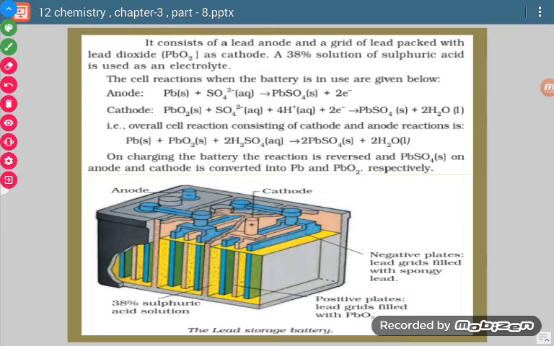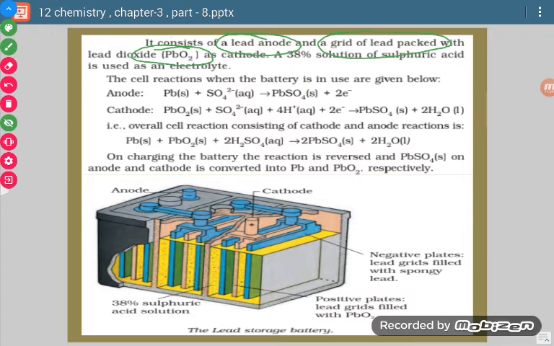Now see, you can see from the picture, this is the picture of the lead storage battery. First of all we have to see what is anode, what is cathode, and what is electrolyte. First of all, there is presence of lead plates which act as anode, and there is presence of lead dioxide, which acts as cathode. Both these things are packed in lead grids, grids of lead. One is acting as anode and the other is acting as cathode.